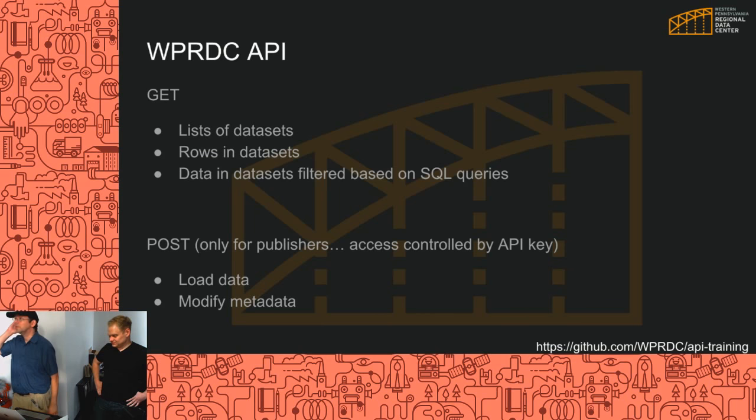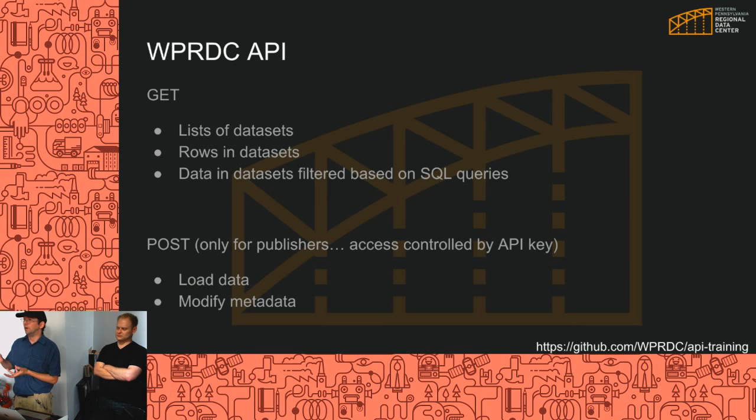Okay, so the regional data center has our own API. We're very proud of it. It's based upon CKAN. You can list all of the data sets we have. You can search for data sets by the name or by tags. And then once you've picked a data set, you can drill down into the data. You can pull all of the data for a particular data set. You can pull subsets. You can do queries.